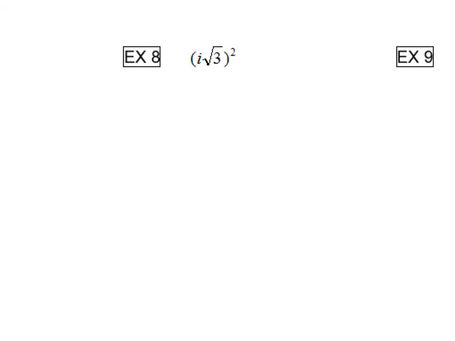Next example, we are going to square everything on the inside. So I'm going to bring this in. We have an i squared. Square root of 3 squared is just 3. i squared is negative 1 times 3, so we end up with a negative 3.